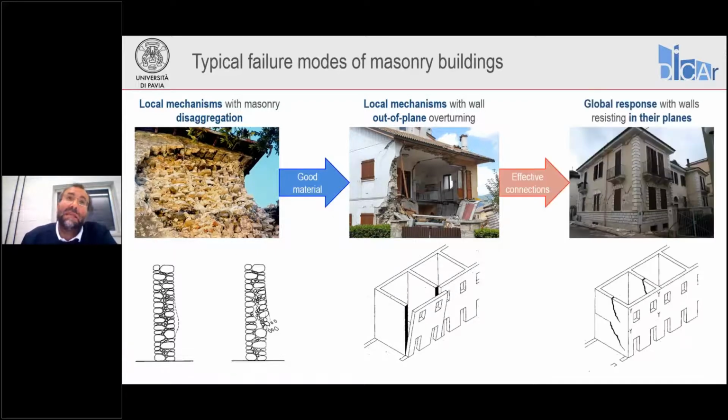And only if we have effective connections preventing the development of this mechanism, tying all the elements all together, only under this condition, we can develop a global response of the building where the walls, their piers, their spandrels respond in their planes, which is what we would like to happen because we can exploit most of the strength associated with the materials.